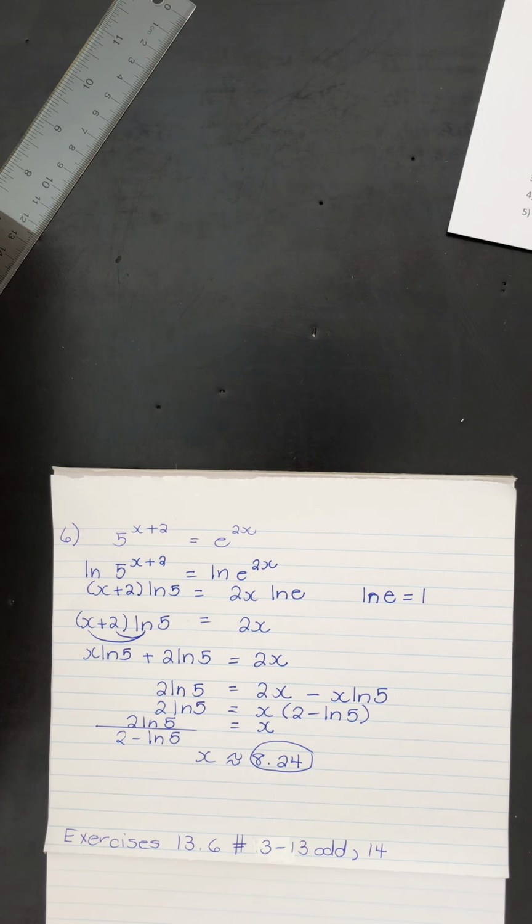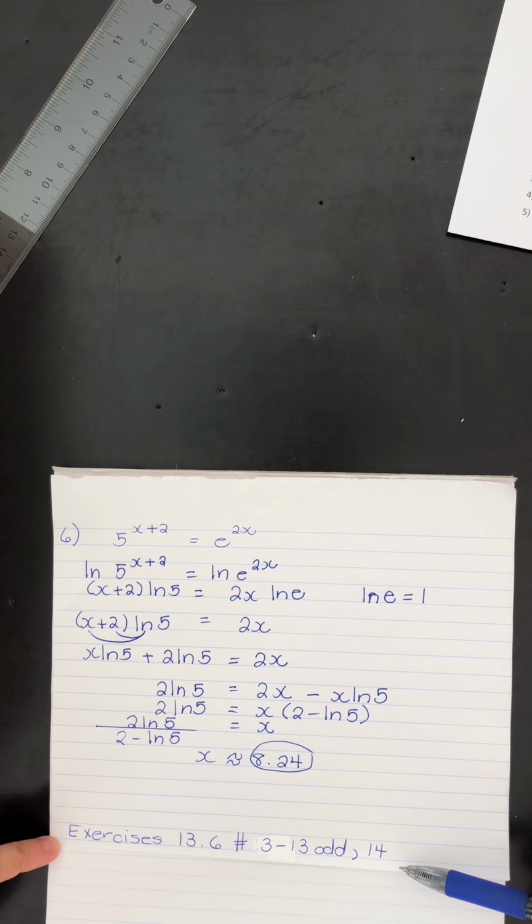Okay, thanks a lot for watching those examples. These are the questions that I would like you to try. They're from exercises 13.6. You can try all of those from 3 to 13 odd. Also try 14. I have all of these solutions posted for you. So as you're doing your homework, you can check to see how you're doing. If you get stuck, you'll have solutions there to prompt you.